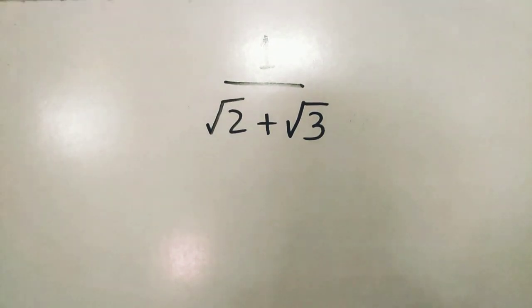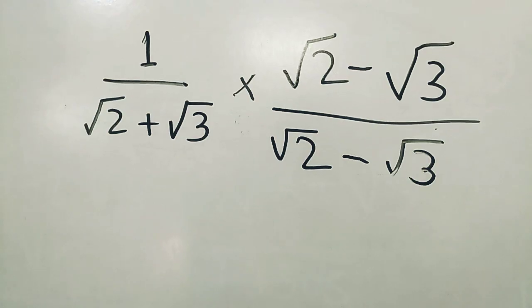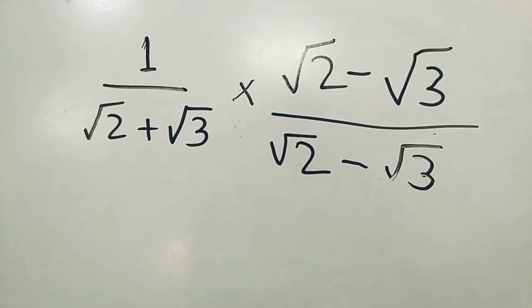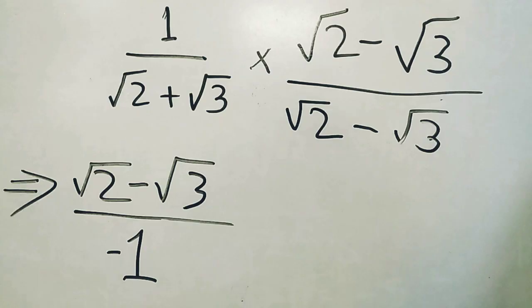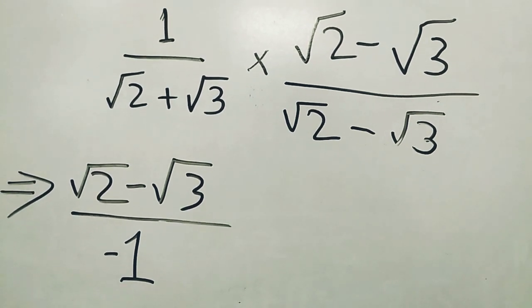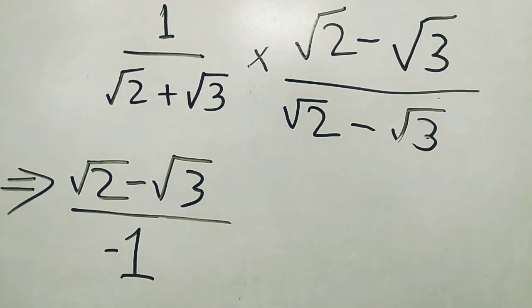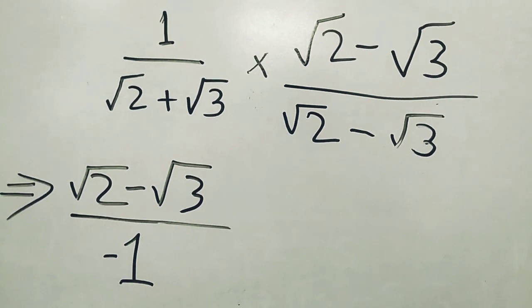Can you tell me with which number, if we multiply, we will get our denominator as a rational number? You guessed it right. It's root 2 minus 3. If we multiply root 2 minus 3 with both the numerator and the denominator, then we will get our denominator as a rational number, which is minus 1. So by this we have gained knowledge about the rationalizing factor. Basically, the rationalizing factor of root 2 plus root 3 is root 2 minus root 3.